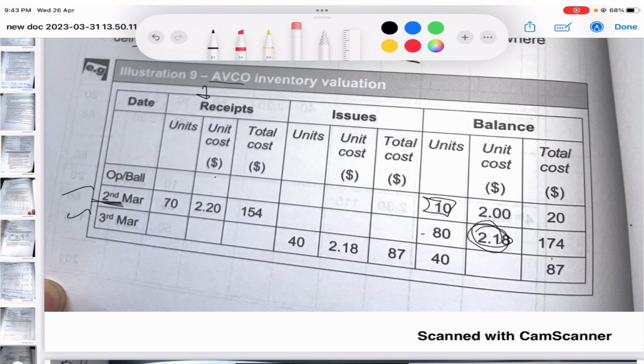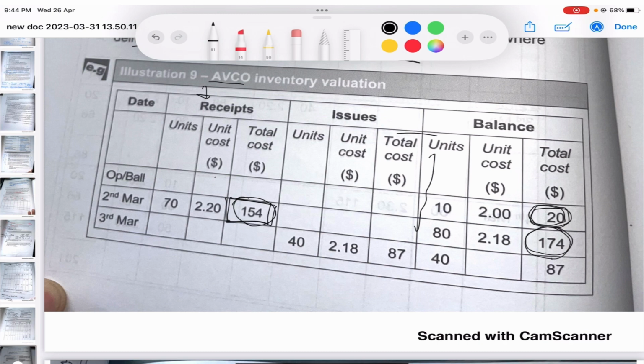I got the receipt for 220. So how will I do that? Total cost is going to be 154. To my total cost, I'm going to add the cost which I had from before. So 154 plus 20 would give me 174.